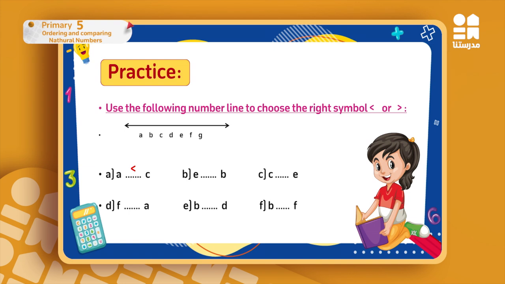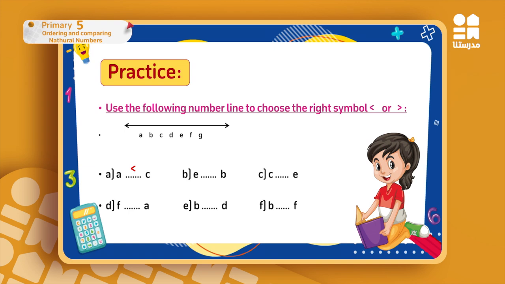Now letter B, E and B. I want the relation between E and B. So here I will look at the two letters on my number line, E and B. E, is it on the right hand side or the left hand side of B?